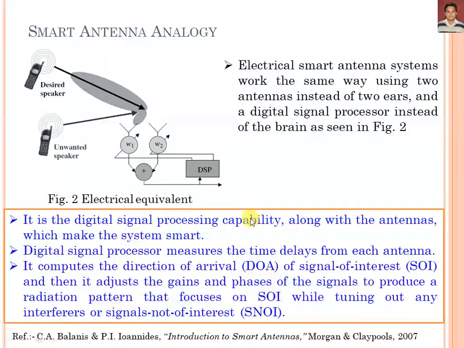So we can say that when we transfer the same idea into mobile communication systems, the base station plays the role of the listener, and the active cellular telephones simulate the role of the several sounds heard by the human ears.